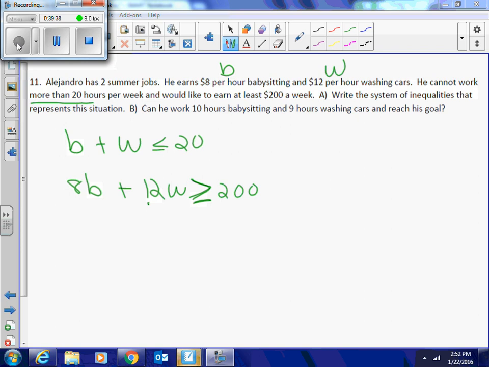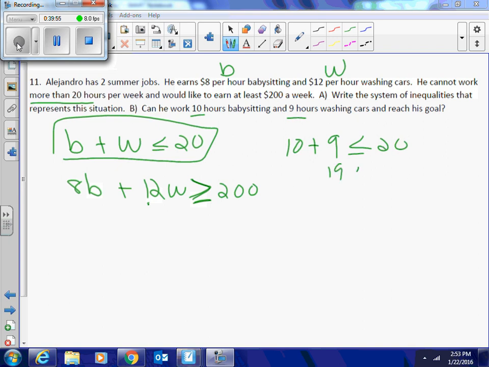It just wants to find out, can I work 10 hours babysitting and 9 hours washing cars and reach the goal? Well, first of all, let's make sure that it's not too many hours. I know that 10 plus 9, is that less than or equal to 20? Yeah, it's 19. We're good. So we're satisfying the first inequality. How about the second one?